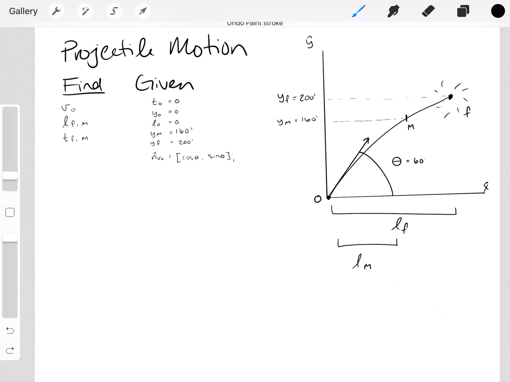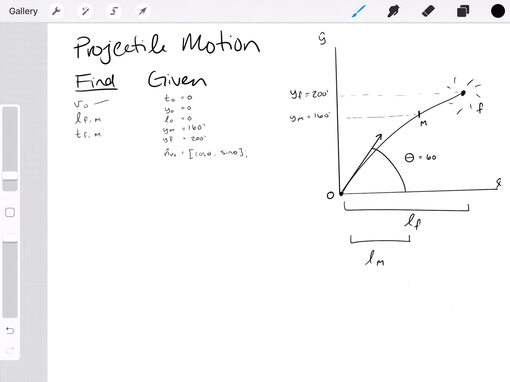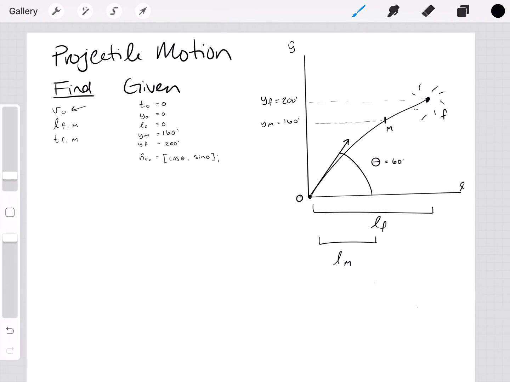We could have written it over here as a given value in theta, but what theta gives us is the direction of this initial velocity. So I like to write it in terms of the unit vector rather than theta, but you can do whatever you want as long as you understand that the theta is giving you information on the initial velocity, which is one of the things that we're supposed to find here.